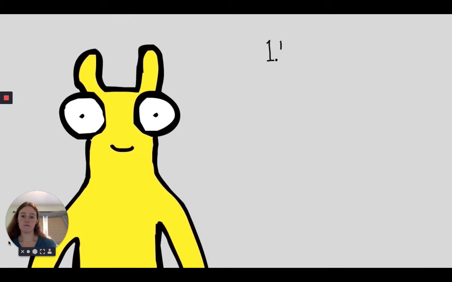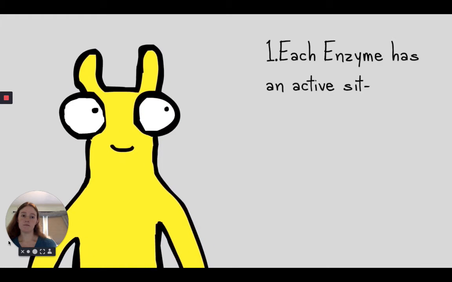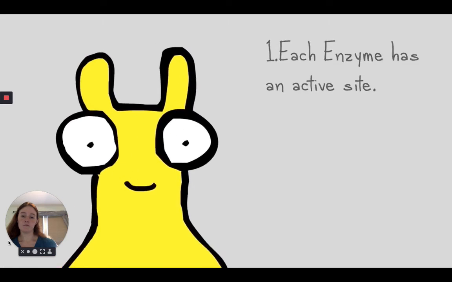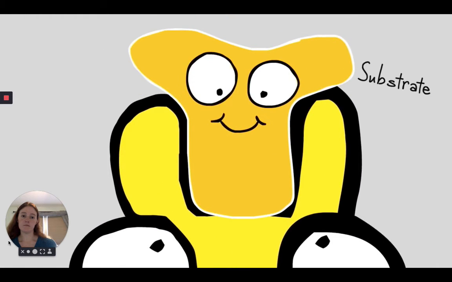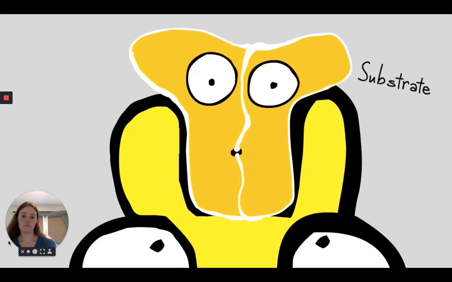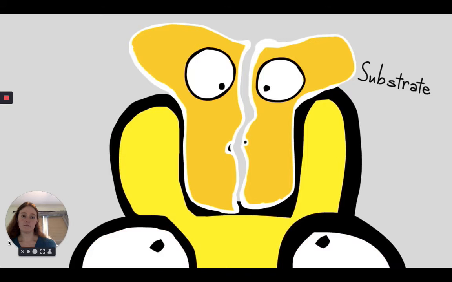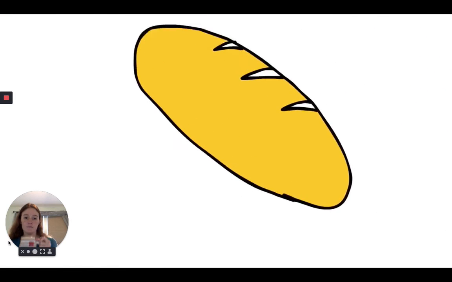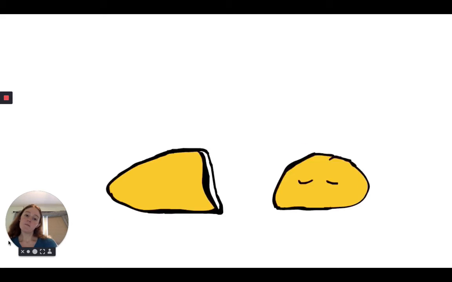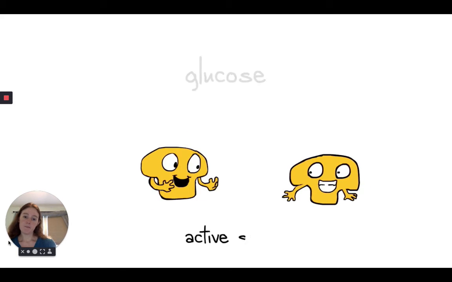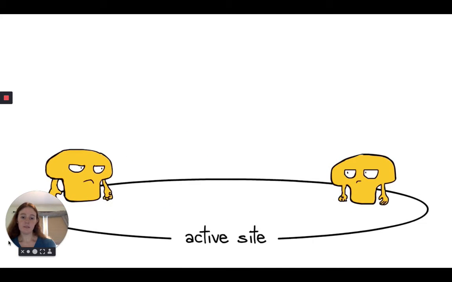Number 1. Each enzyme has an active site. This is the groove in the enzyme where the molecules they act on, called substrates, are captured and made to undergo a reaction. The substrates are either broken apart or combined together to form products. For instance, starch found in the bread that you eat is digested to form simple sugars called glucose that is then absorbed into the body.